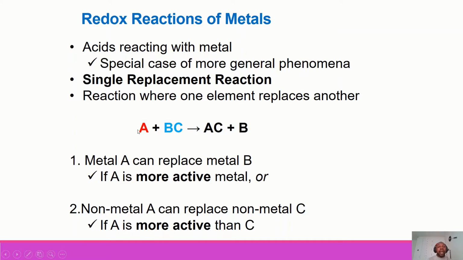You can see A is reacting with BC, and then A is displacing B to give AC plus B. So metal A can replace metal B, if metal A is more reactive, or a non-metal A can replace non-metal C, if A is more reactive than C.